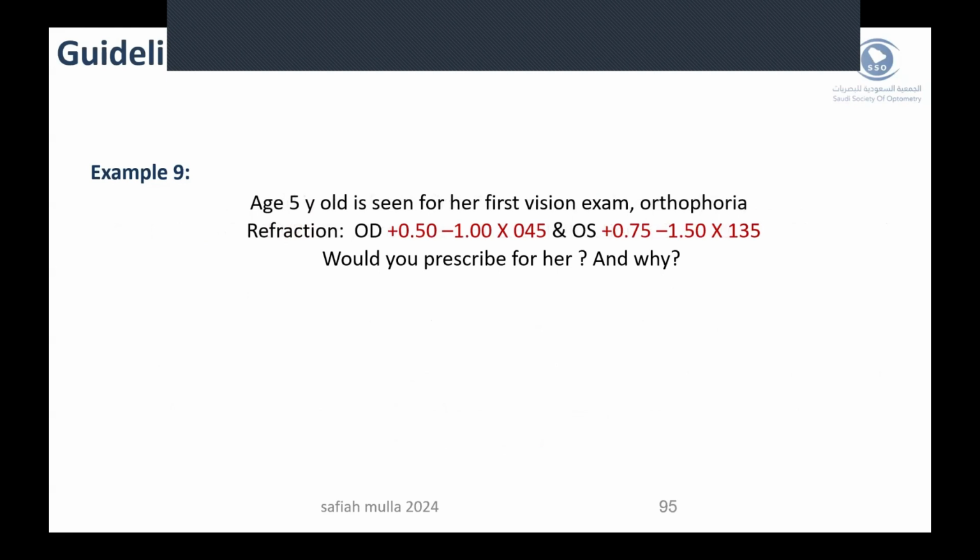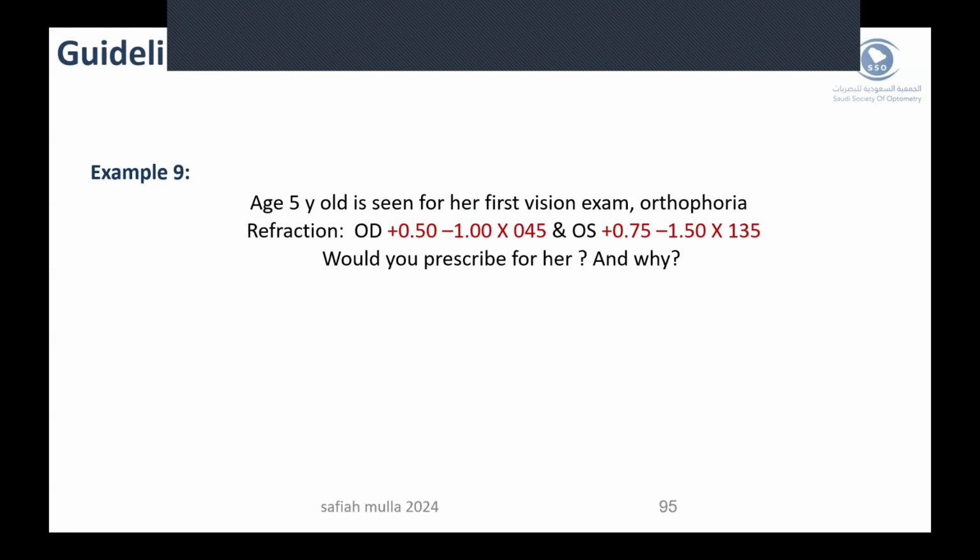That's a 5-year-old, seen for a first exam. He's orthophoric, so he has no strabismus. This is his refraction: +0.5 and -1, axis 45. The other eye, +0.75 with a 0.5 cylinder, axis 135. So are you going to prescribe for this child? He's 5 years old. Let's see your answer, please.